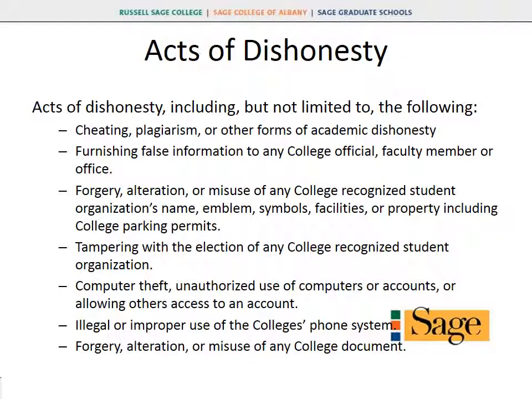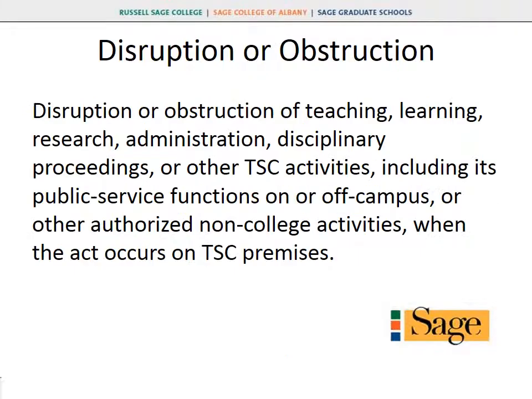Furnishing false information to any college official, faculty member, or office. Forgery, alteration, or misuse of any college-recognized student organization's name, emblem, symbols, facilities, or property including college parking permits. Tampering with the election of any college-recognized student organization. Computer theft, unauthorized use of computers or accounts, or allowing others access to an account. Illegal or improper use of the college's phone system. Forgery, alteration, or misuse of any college document.